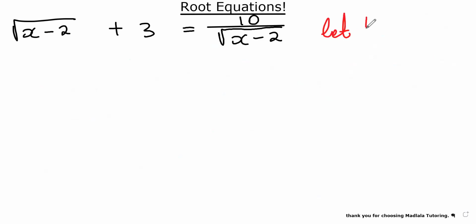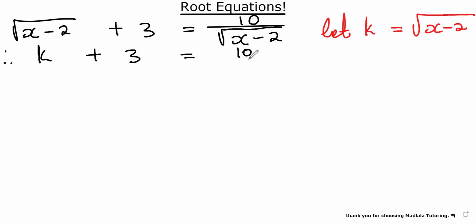So here we are going to allow k to be the square root of x minus 2, which means that every time I see this, I now see k, and I have a 3 there, and I have 10 over k. Who wouldn't want to work with the second equation as opposed to the first? Do you see that? Right.